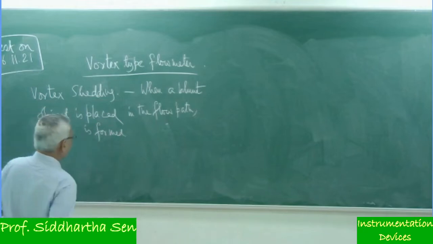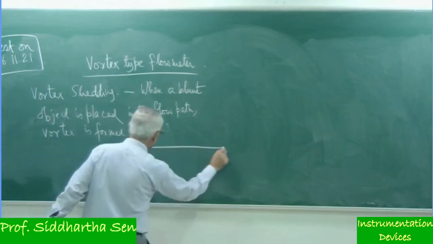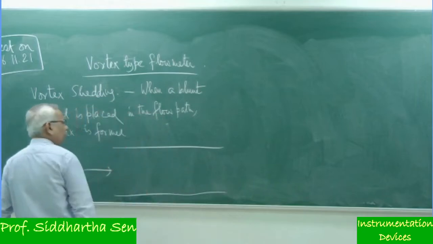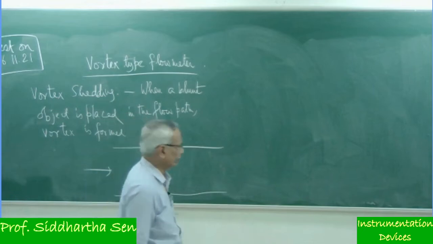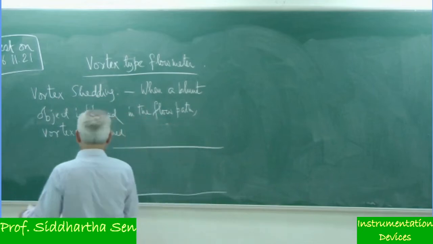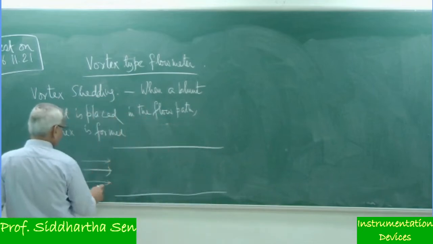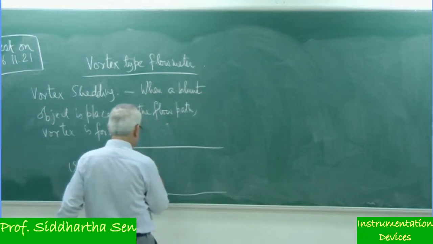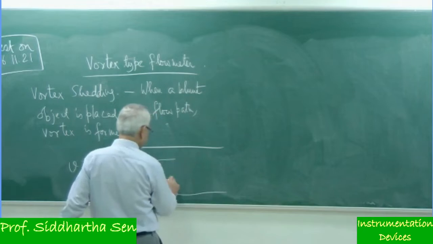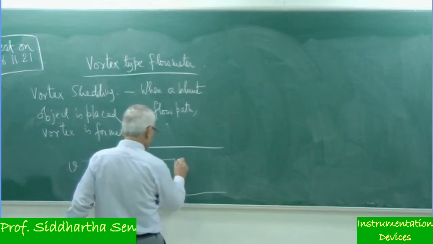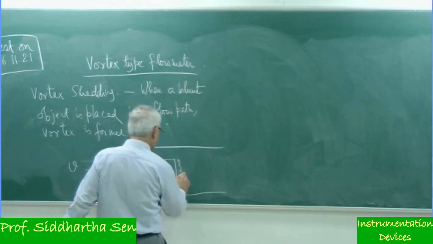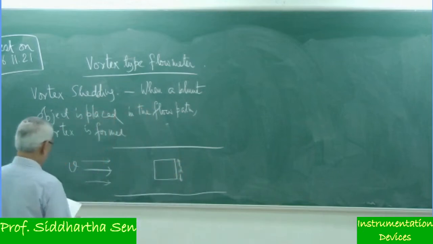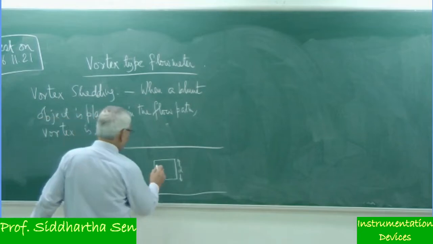So what is it? It would be something like this. Suppose a pipe or anywhere like this. It could be an open channel, it could be a closed channel, anything. Suppose this is the flow rate, this is the velocity of the flow, and we have a blunt object placed over here, and this d is the width of the blunt object. So this is your blunt object.